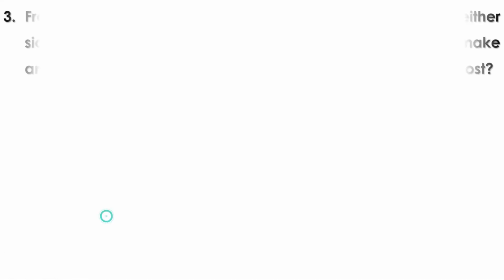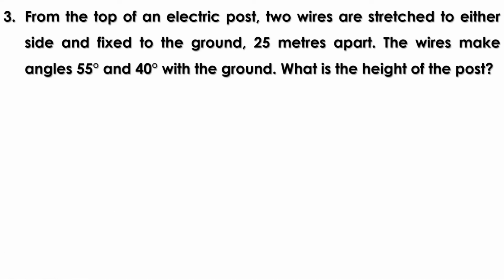Third problem. From the top of an electric post, two wires are stretched to either side and fixed to the ground 25 meters apart. The wires make angles 55 degree and 40 degree with the ground. What is the height of the post?